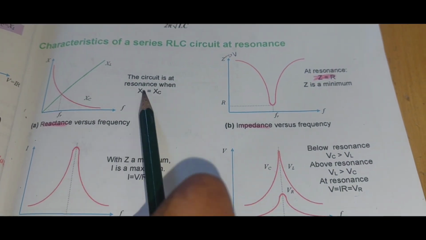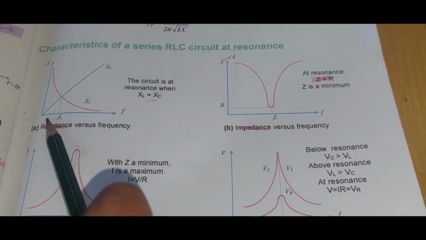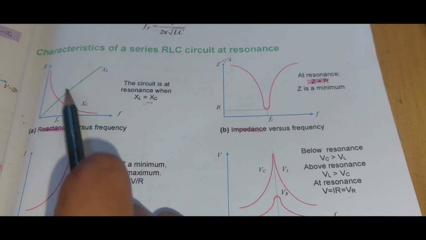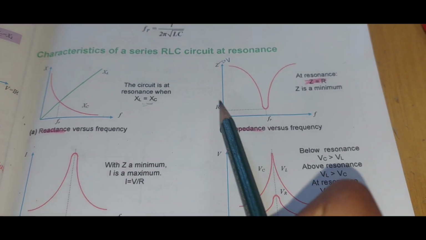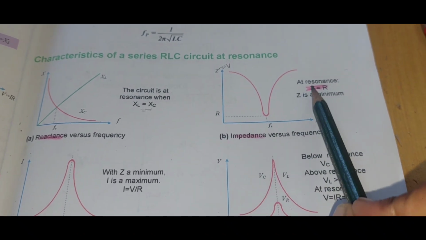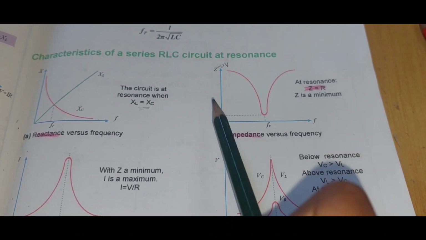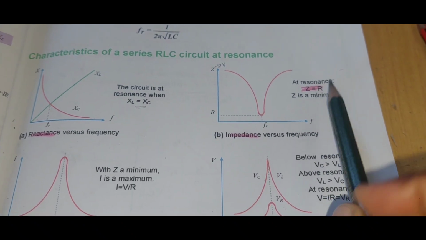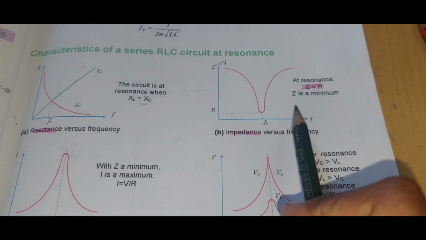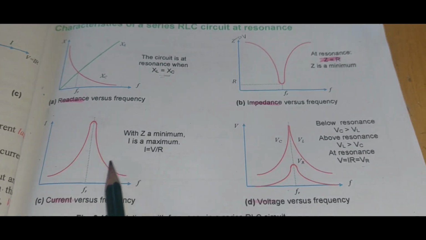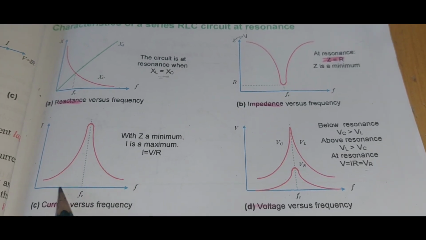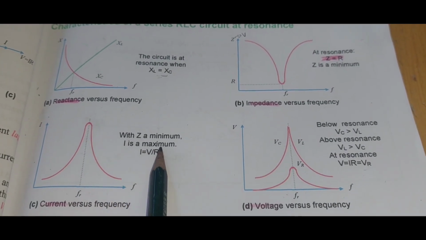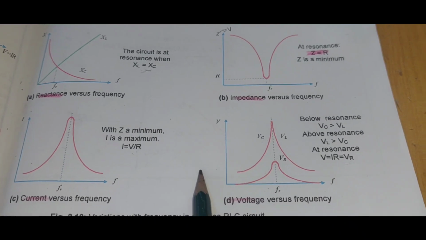This is a reactance versus frequency graph. We said the reactances are equal, and this is how you will draw them. And this is the impedance versus frequency graph, in which impedance will be at minimum and equal to the resistor. And this is the current versus frequency graph. This is how you will draw it, and current will be at maximum.